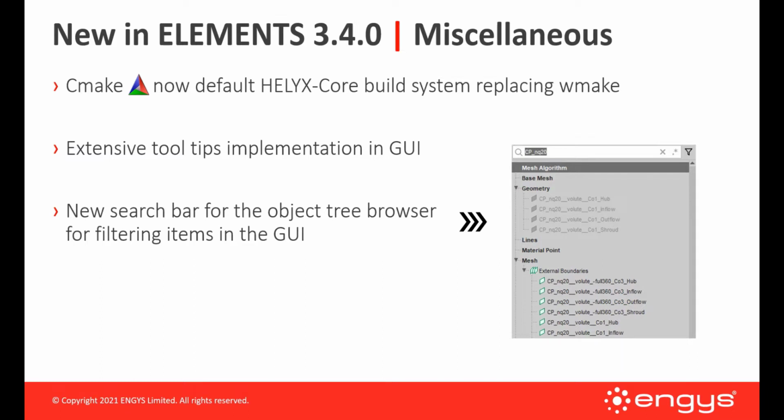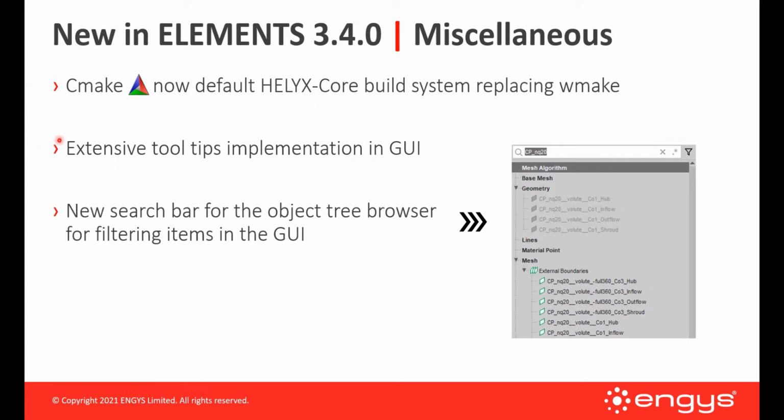And just to finalize, I'd like to mention a few miscellaneous developments that we have introduced in 3.4.0. The first one of these is quite important, and it relates to the way we build Helix Core, which is our open source simulation engine. So we've replaced the traditional WMake compiler with the CMAKE compiler in order to take full advantage of all the features that CMAKE has to offer. So if you're already using our software and you compile Helix Core in your own system, hopefully you will find CMAKE much simpler and much more feature-rich than WMake.